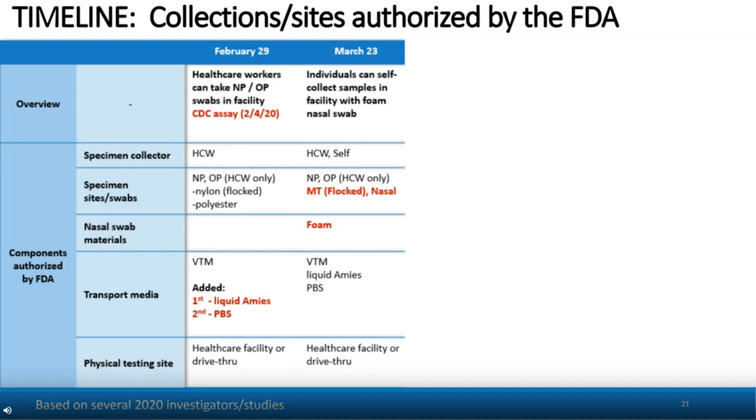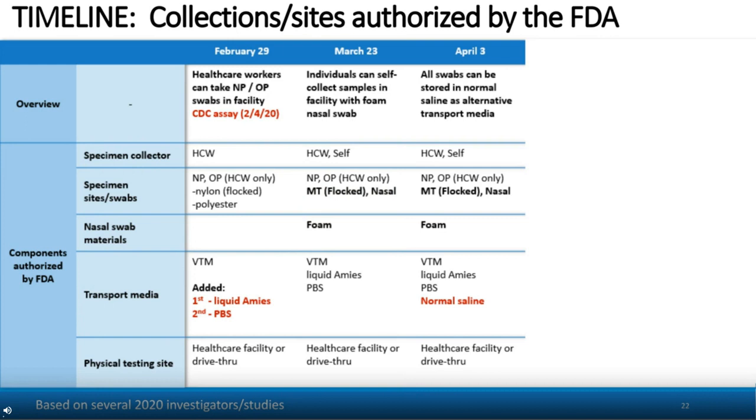After this, the mid-turbinate swab, which is also a flocked swab, which goes halfway between the anterior nares and the nasopharyngeal part of the back of the throat anatomy, so it's called the mid-turbinate, was also approved for use, as were nasal swabs. And in addition to the nylon flocked or polyester swabs, the FDA, later on in March, also approved the ability to use a foam swab as well.